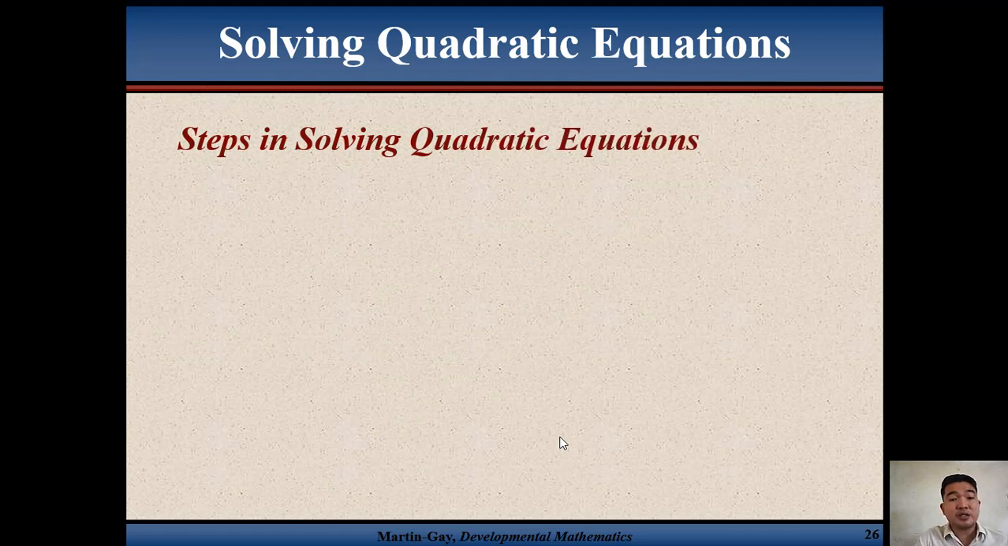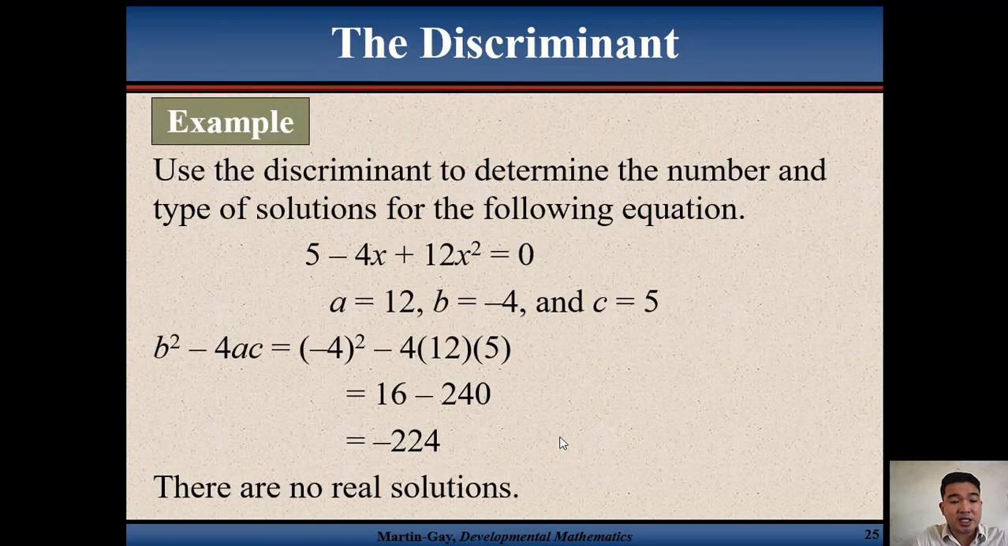Okay, steps in solving quadratic equations. So we move back to the discriminant. If the value of the discriminant that you solve is equal to 0, then there is only one real solution in the quadratic equation. If the discriminant is positive or greater than 0, meaning any number such as 1, 2, 3, 1/2, which is positive and greater than 0, then there are two real solutions in the equation.